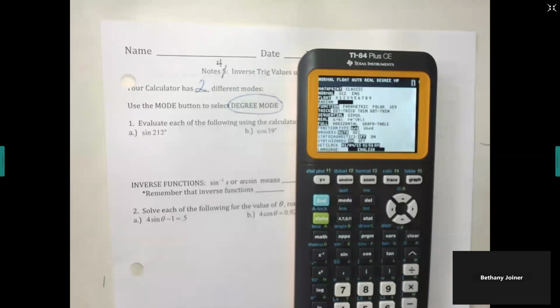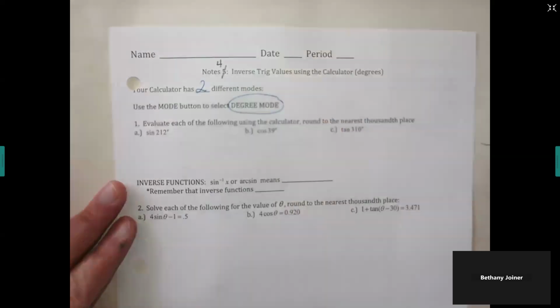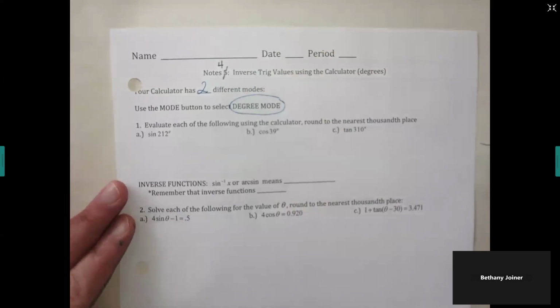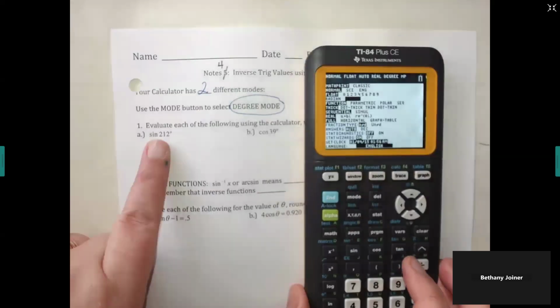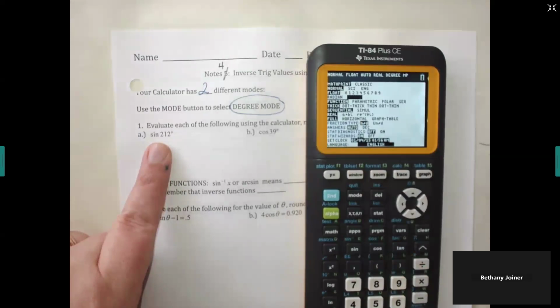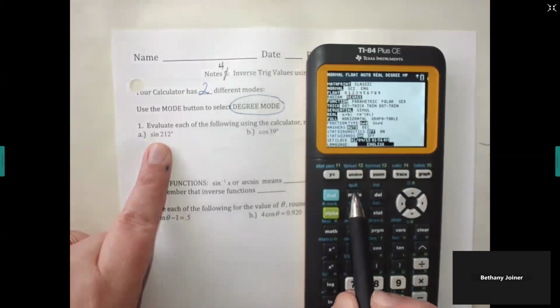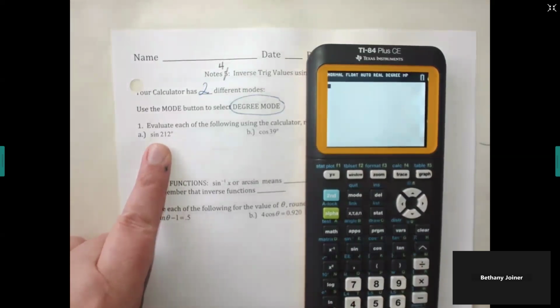If you don't switch this, all your answers are going to come out wrong. Are we all good on that? So mode, degree, enter. Okay. So if I want you to find the sine of 212, you are going to just use the sine button. To get out of this screen, you're going to hit second quit. And quit is on this mode button right here. So second quit, so you're looking at the regular screen.